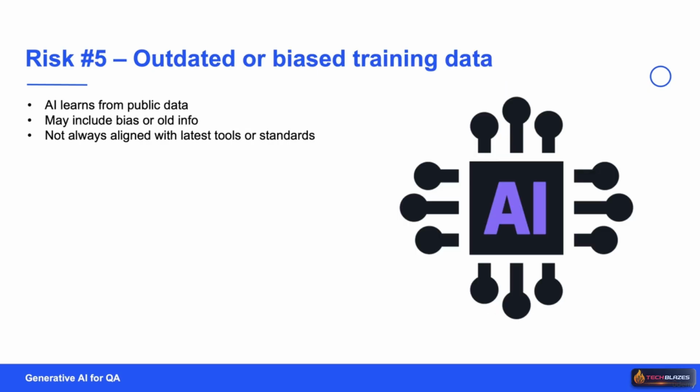Here's another thing that most people forget. AI is only as good as its training data. Most models are trained on text from the internet, which means the data might be outdated or even biased. For example, an AI might recommend using an old testing framework or deprecated syntax because it doesn't know the latest updates. That's why your expertise matters. You know what's current. AI doesn't.